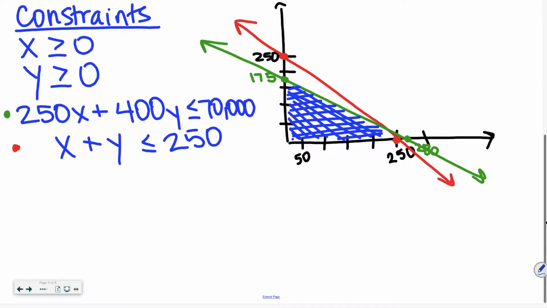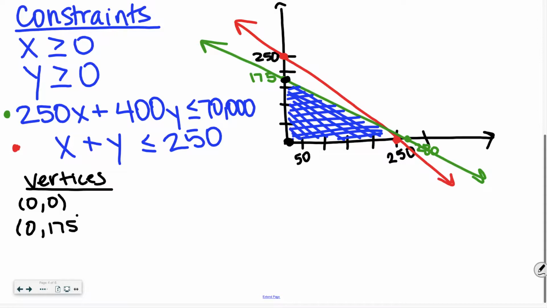Okay? So how many vertex points do we have? I would agree. I think we have 4. So our vertex points, our vertices, okay, easy one, 0, 0. Okay, let's get the other easy ones. Okay, 0, 175, and do you see how I made a note that that was 175? Your x and y intercepts are going to potentially be a vertex, and so I would label them so you don't have to find them again, okay?